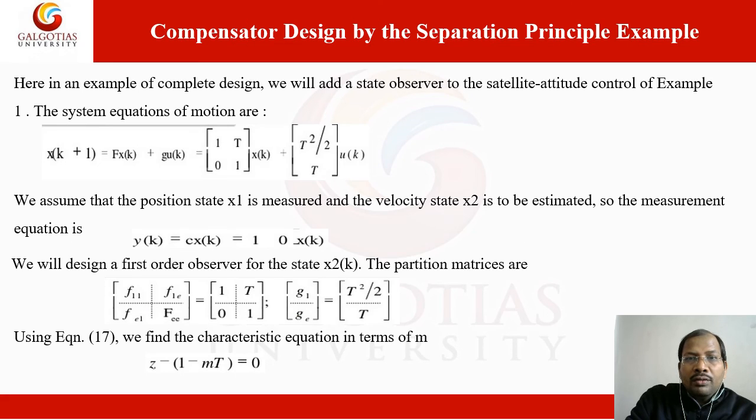Here we are considering the same equation that we discussed previously, with T equal to 0.1 seconds sampling, and this is the F matrix, this is the P matrix. So here we are going to design the reduced order observer. You have to partition this one. You can see that this is the C matrix, this is the system matrix. We are getting this T, and this is the 1. So here Z minus 1 minus MT equal to 0. So we have to find the characteristic equation.